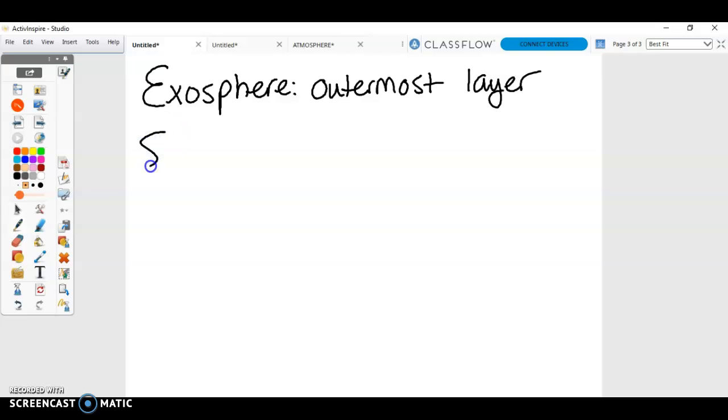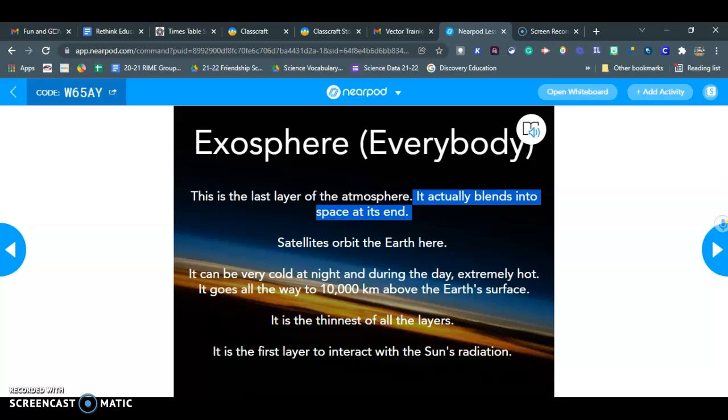This is where satellites orbit. You can kind of see some of these things here. Satellites orbit the Earth here. You do not need to memorize this next part about it can be very cold at night and during the day extremely hot. So you don't need to memorize 10,000 kilometers above the Earth's surface. It is the thinnest of all the layers, and it's the first layer to interact with the sun's radiation. I told you that radiation, conduction, and convection wasn't going away.